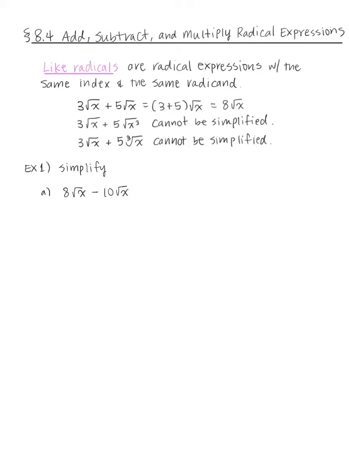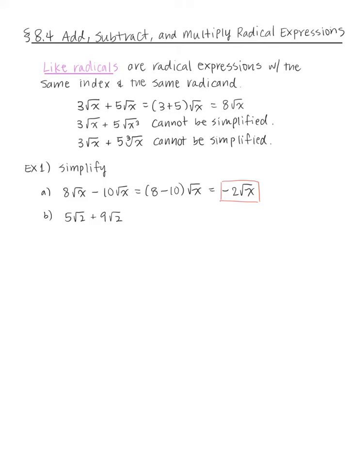Let's do some examples. Example 1, simplify. Let's take a look at 8 square root of x minus 10 square root of x. Do we have like radicals? Yes, we do. The like radical is the square root of x. So all you have to do is go 8 minus 10, and then attach the radical. If I do this step by step, this will be 8 minus 10, multiplying here by the square root of x. So this is negative 2 square root of x.